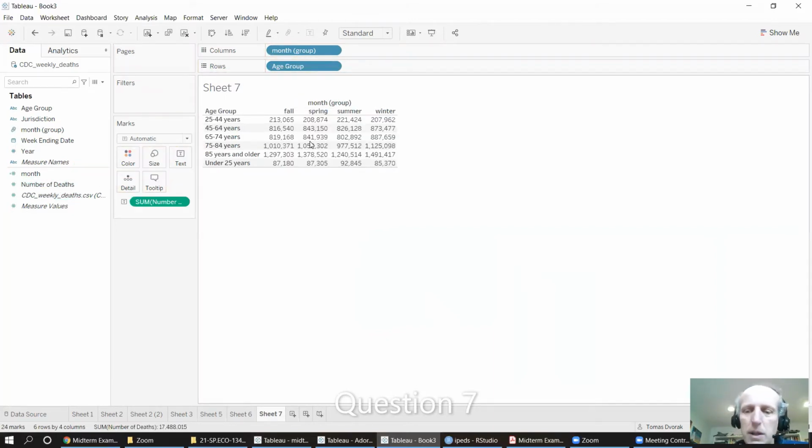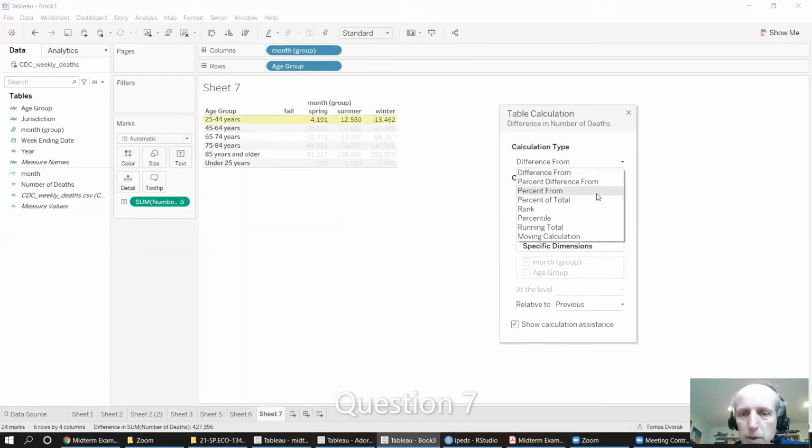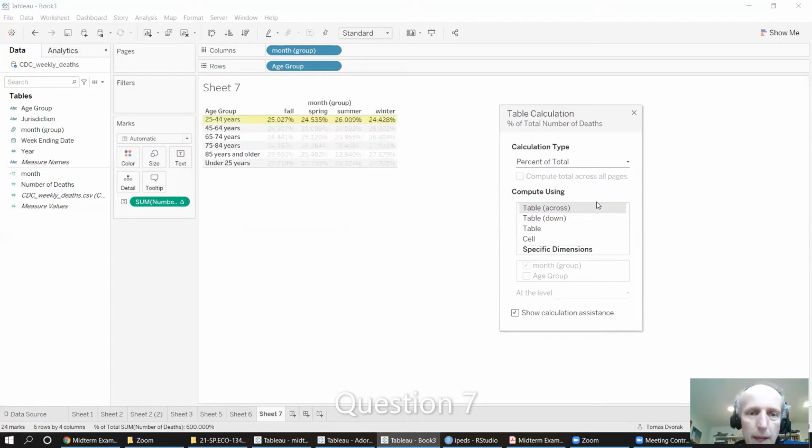But this time, let's see what percentage of deaths for each age group happens in different seasons. So let's do another table calculation. This time, we're going to do percent of total, and we're going to do percent of total across the table. Which means the percentages will add up to 100 across the table. So for each group, we'll know what percentage of deaths for that group happened in each season.